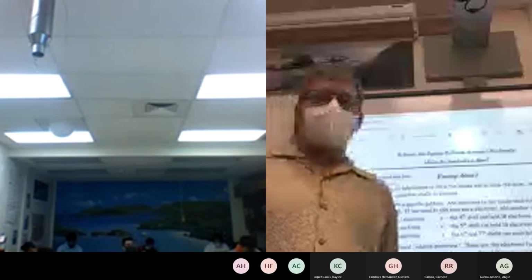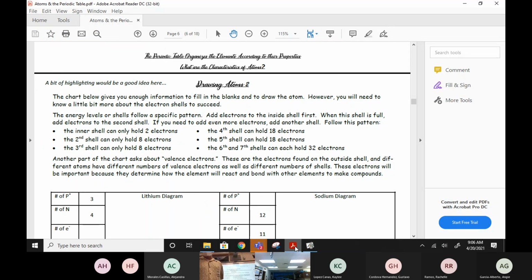So please go to page 6 of your project. And we've got a little bit of reading and highlighting to do. The chart below gives you enough information to fill in the blanks and to draw the atom. When it said chart, it's not really a chart. The bullets right here give you the information you need to fill in these blanks.